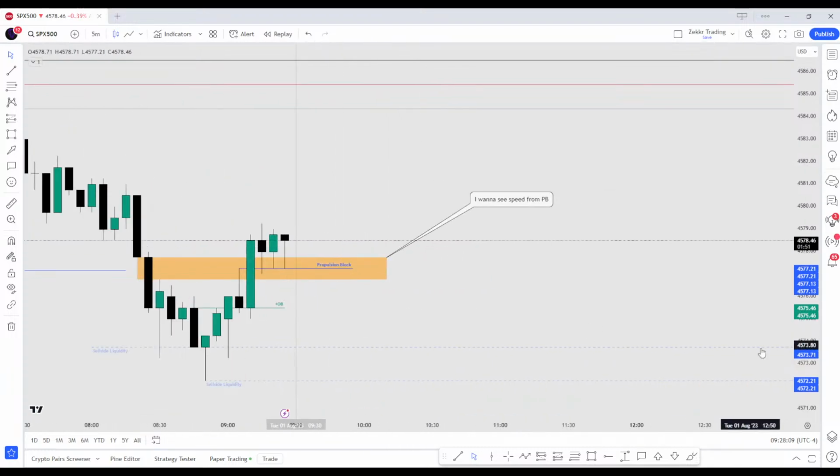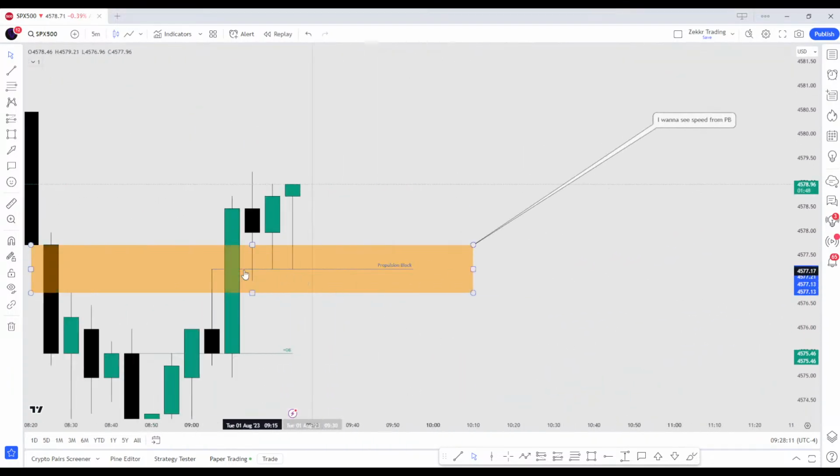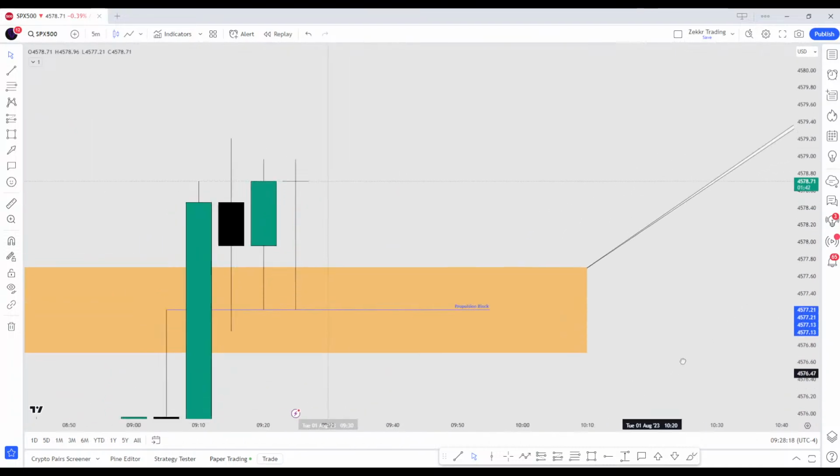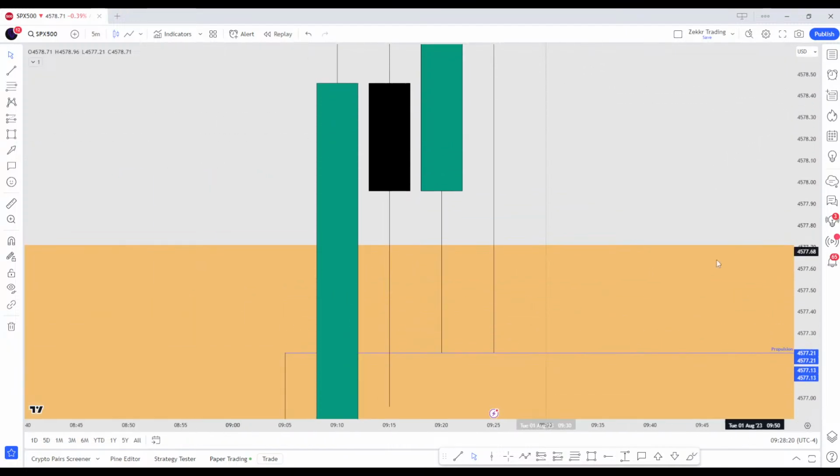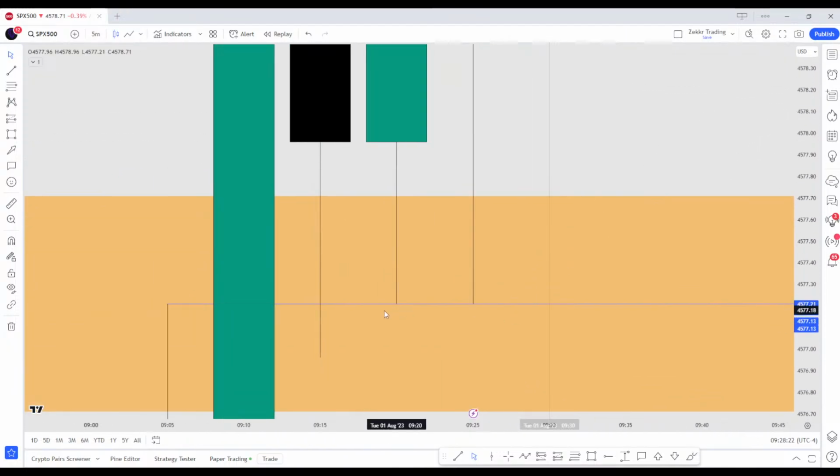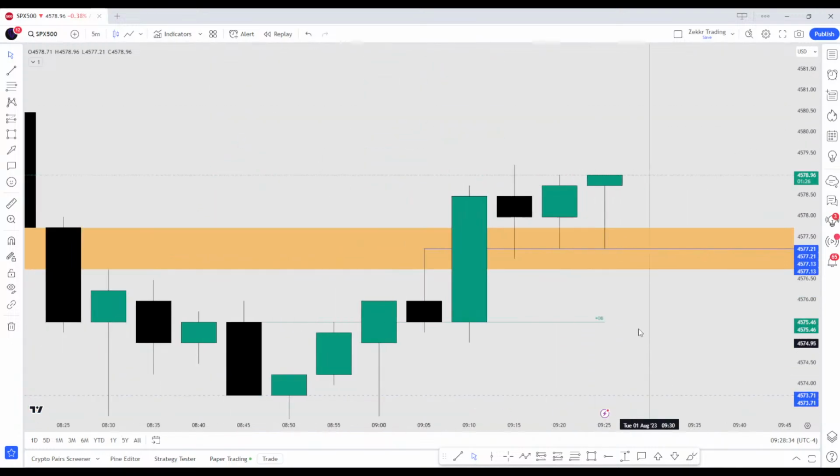Come on, you can't make this up. If it doesn't go up, it's still there. You can see there's algorithm right here. This is the propulsion block we marked. We have step in, don't go below it, then we come back, reject it to the tick, reject it to the tick, just perfect.